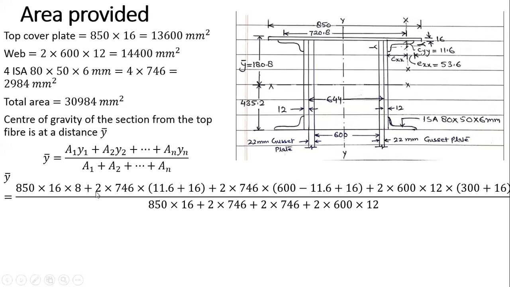Plus now one angle here, one angle here. I took two angles here. So 2 into this is the area of one angle. So this is my A2 into Y1. Y1 is the distance here.